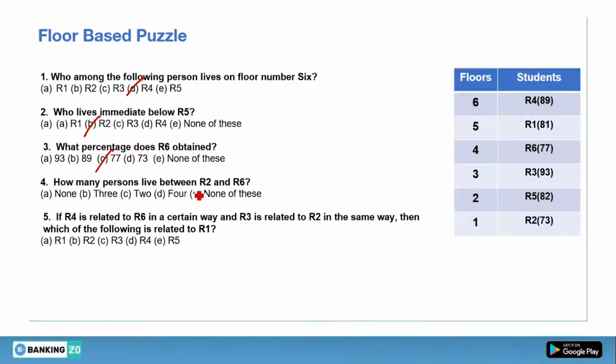How many persons lives between R2 and R6? So between R2 and R6 there are two persons. Okay. So option number C.